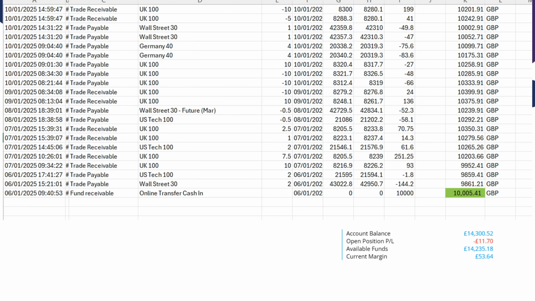I started the year differently than I would normally do. I cleared my account, and then I deposited £10,000, and so this was the balance on the 6th of January, and the first 3 trades that I had actually brought me below, so that was a drawdown, and then it sort of began to look much better.